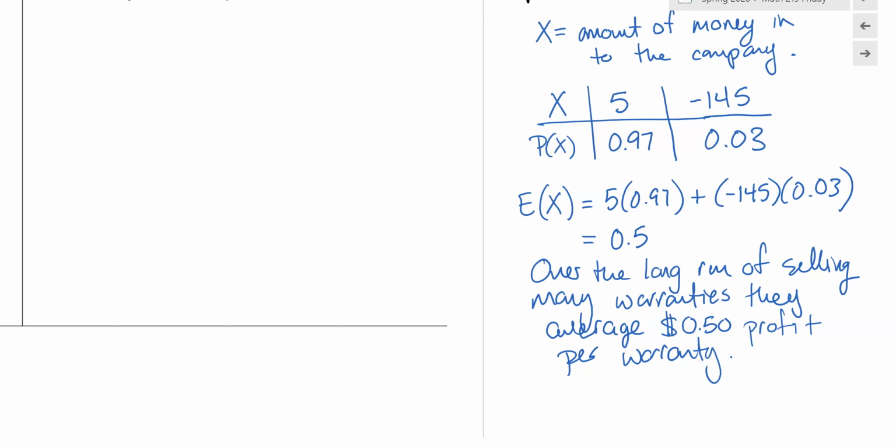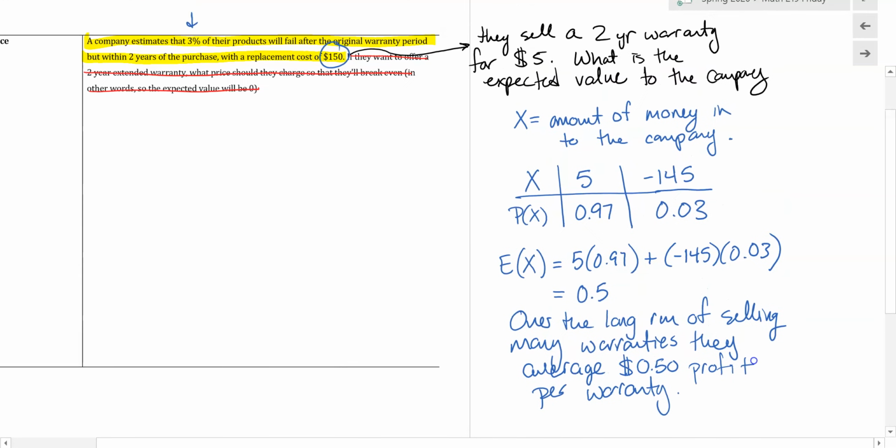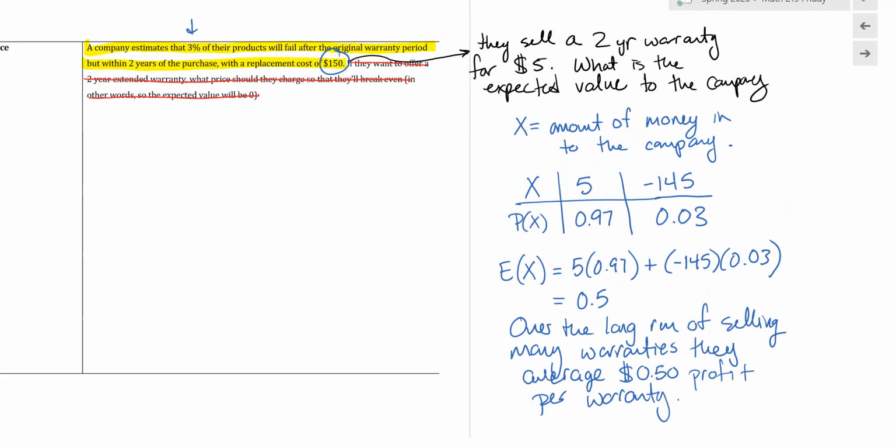So this next problem, the one I skipped, is the same idea, except they've changed it slightly. So let's bring this back in now. Let's do this problem. A company estimates that 3% of their products fail after the original warranty period, but within 2 years of purchase. The replacement cost for the company is $150. Now, here it's saying if they want to offer a 2-year extended warranty, what price should they charge so that they'll break even? In other words, what price should they charge so the expected value is 0?